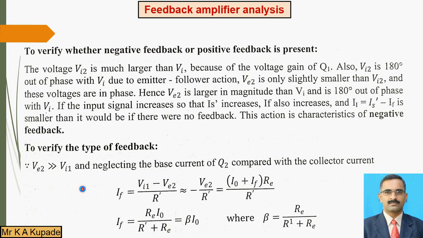Now verify the type of the feedback, which type of feedback is there. Here, because V2 is far greater than VI1, and neglecting the base current of that second transistor as compared to the collector current, you are getting IF is equal to VI1 minus V2 divided by R dash, which gives the equation I0 plus IF upon R dash into R. So this equation is for the feedback current, not the input. The feedback current is again considered by this relation, so IF is beta into I0, where beta is equal to this particular expression.